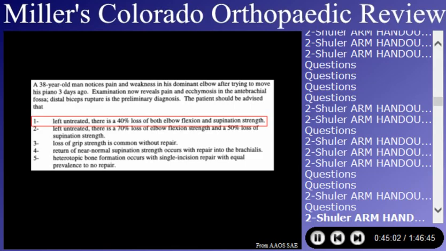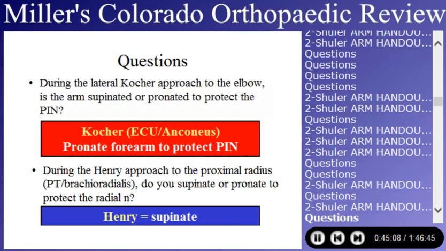40% loss of both flexion and supination strength. Don't forget the biceps, important supinator. Lateral approach to the elbow. Is the arm supinated or pronated? We already covered that. You pronate it. Henry approach, contrast it. It's the opposite. It's between the PT and brachioradialis. You supinate it.